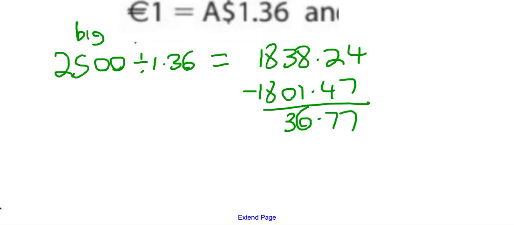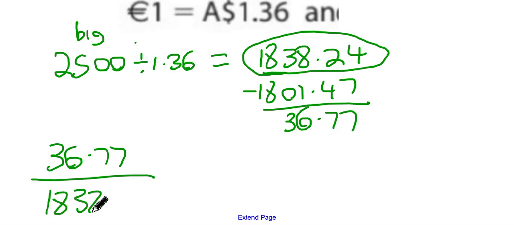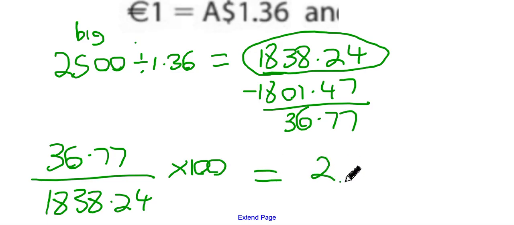€36.77. Now, that money was calculated using the amount of money we were meant to get. So we divide it by the amount of money we were meant to get, and we multiply it by 100. And what do you get as your answer? 2%.